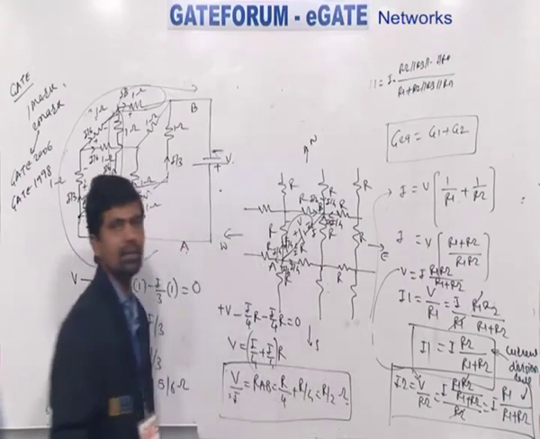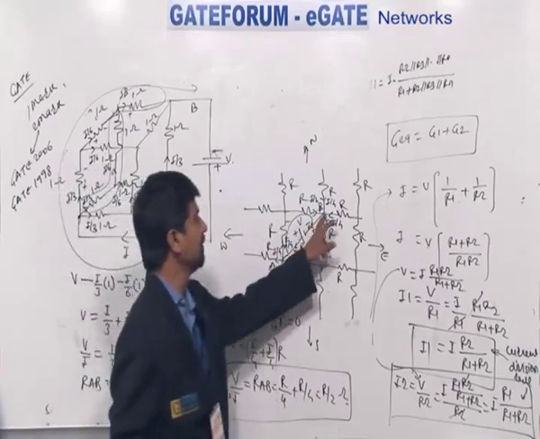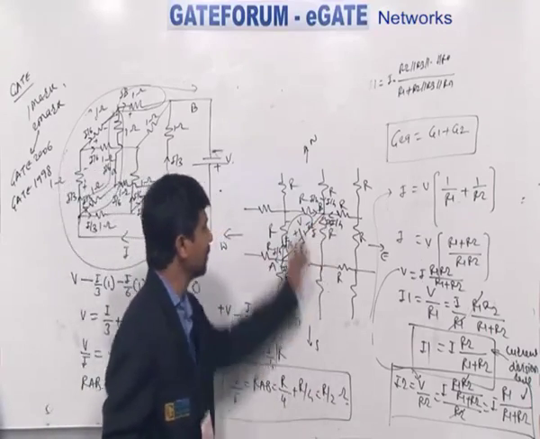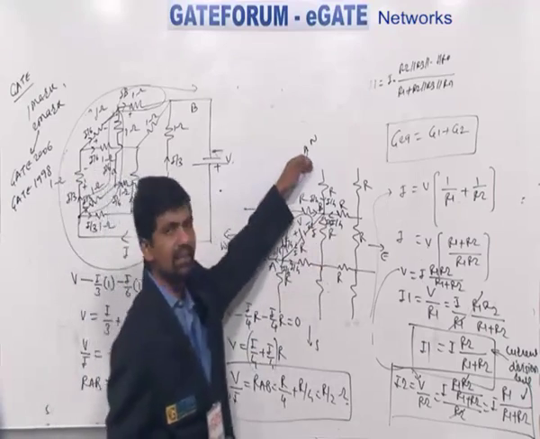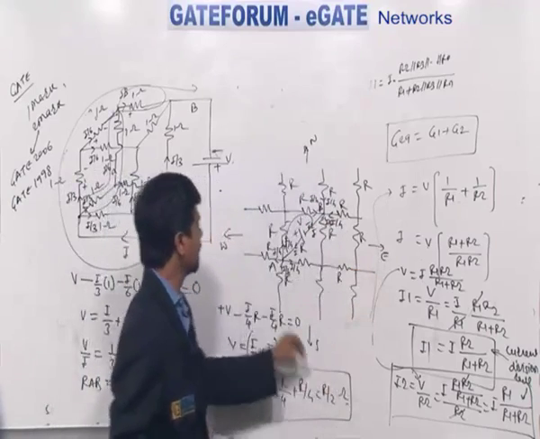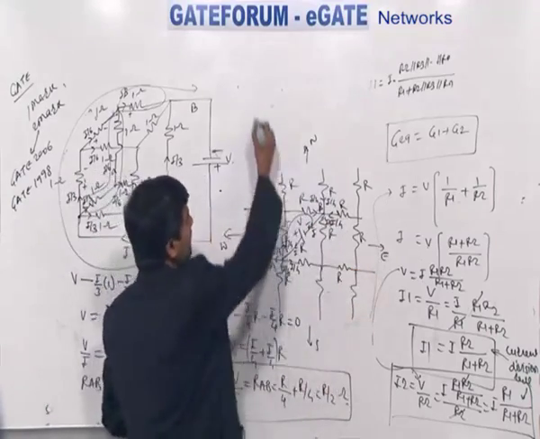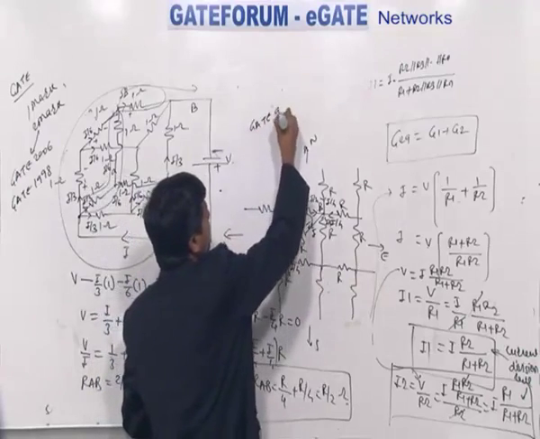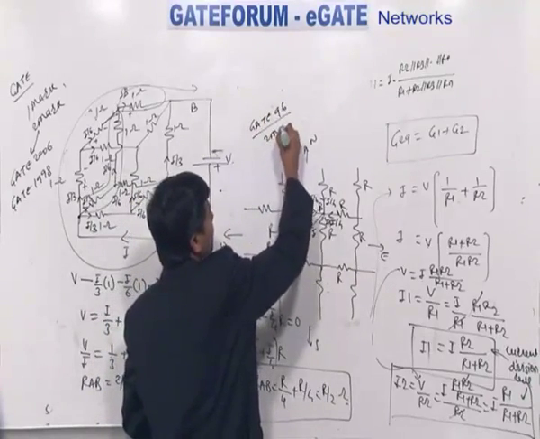So R by 2 ohm is nothing but the resistance seen between the 2 points A and B for the infinite plane, where the plane is extended in the north direction, east direction, south direction, west direction. I think this question came in GATE 96 for 2 marks.